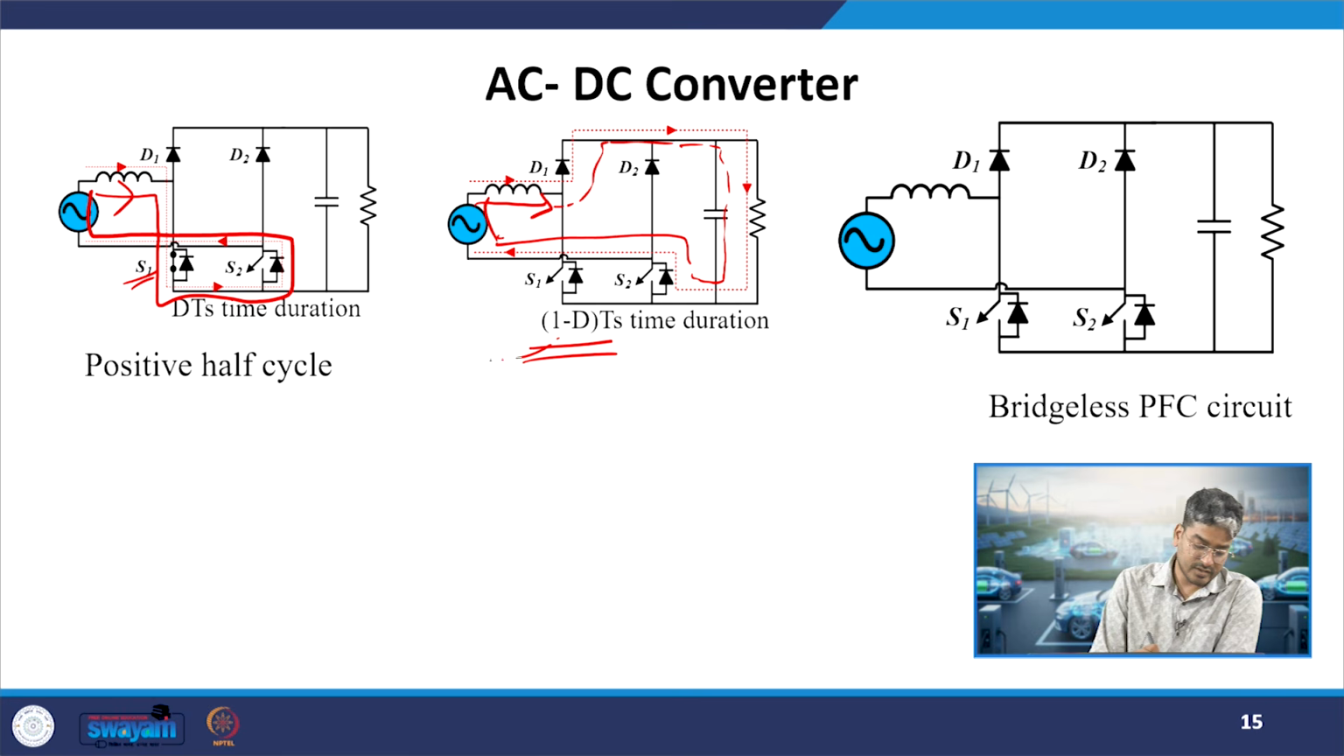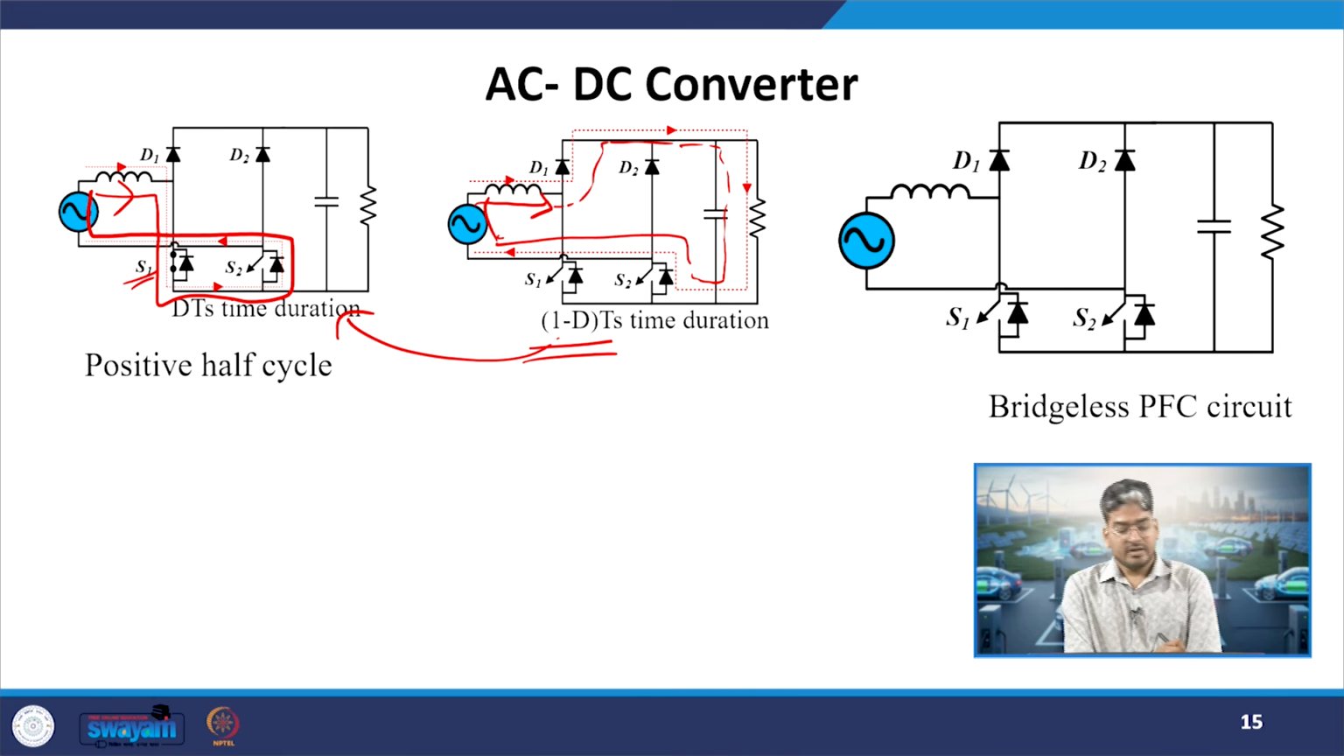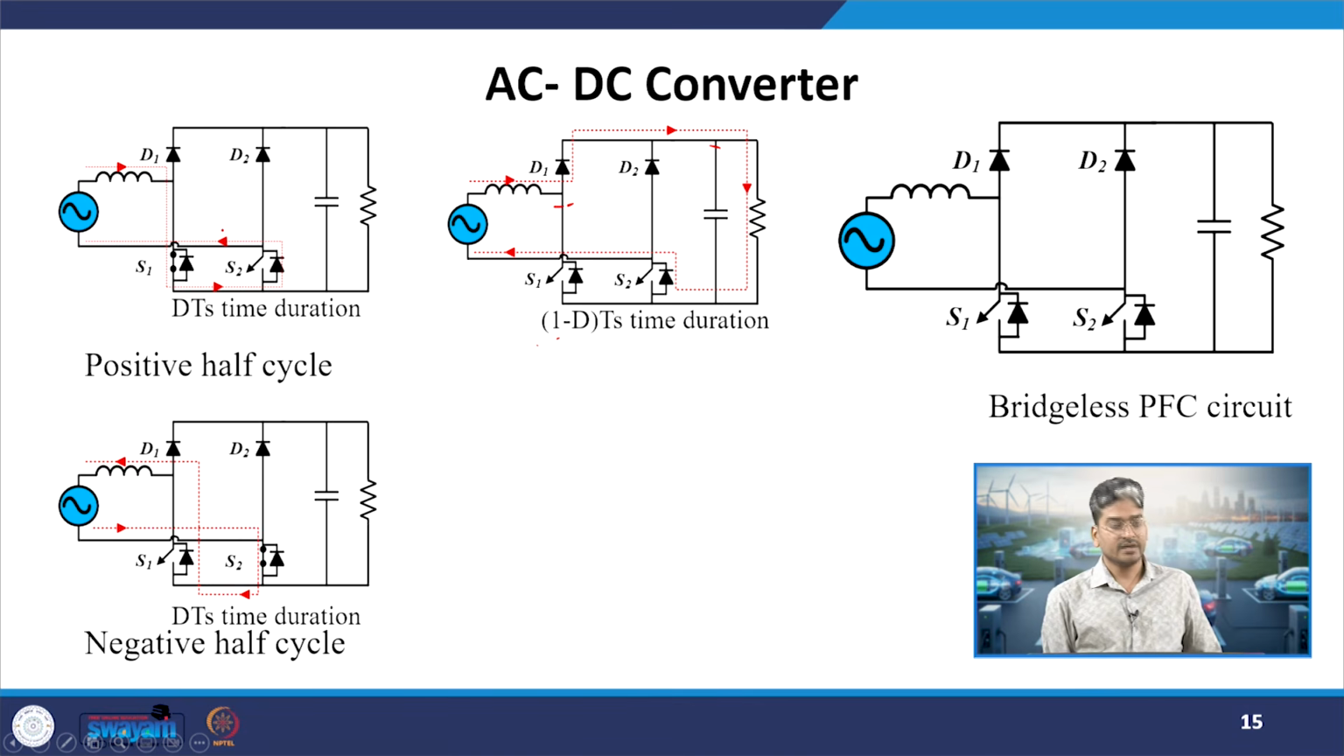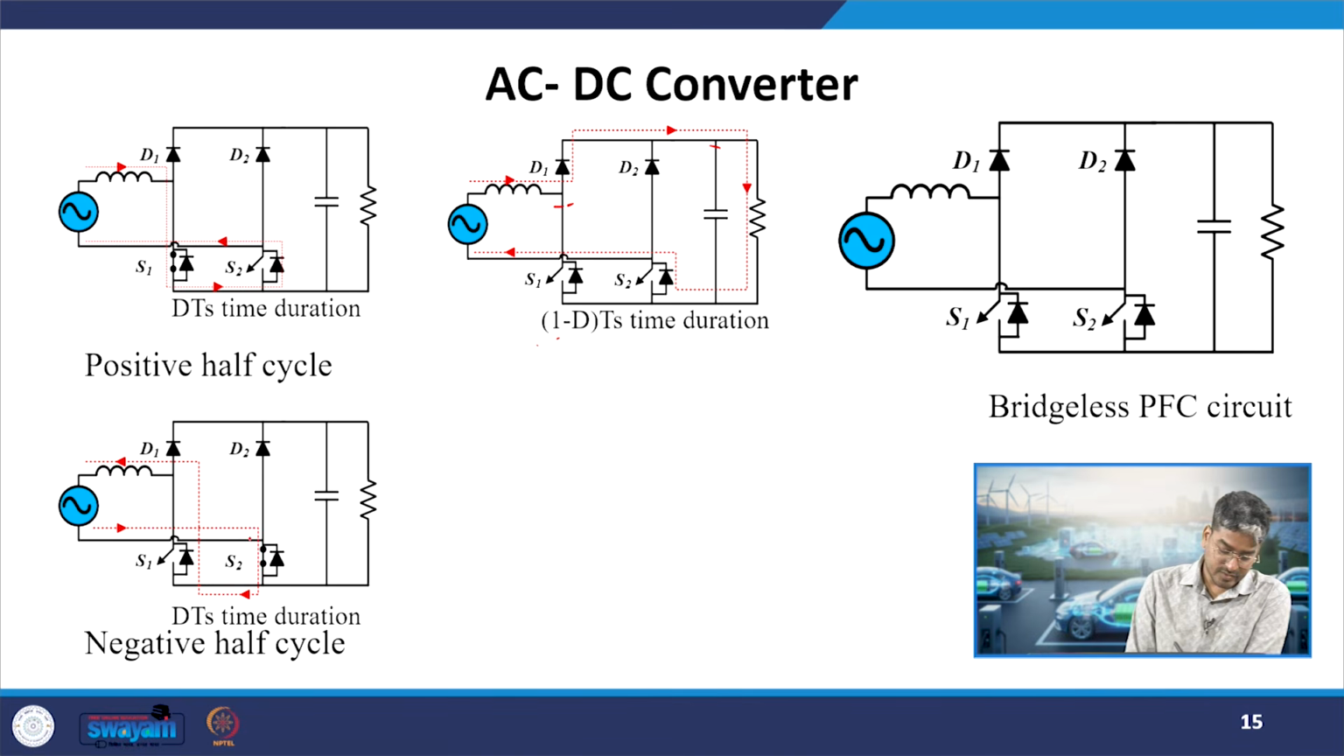Then I will come back to my switch on time, and after DT time I will again go back to the switch off case, and this will be repeated. Okay. So, this is true for the positive half cycle. Now, what will happen in the negative half cycle? My voltage polarity will reverse now, as we have AC on the input side. In the negative half cycle, the voltage polarity will be reversed.